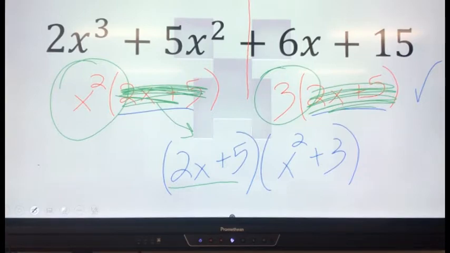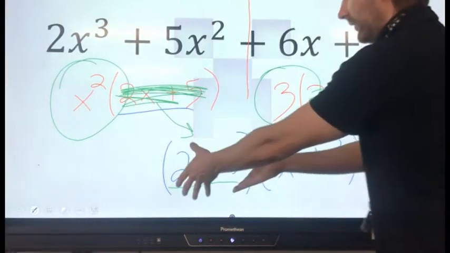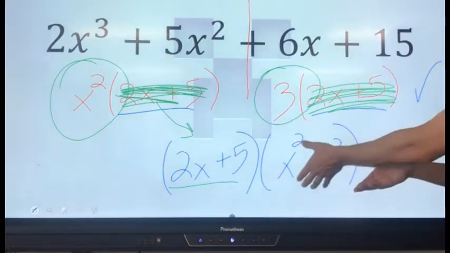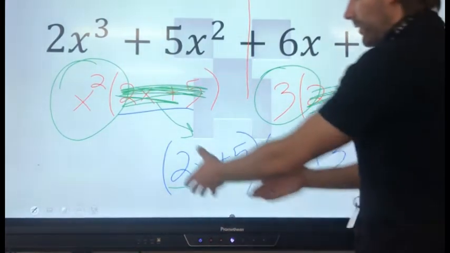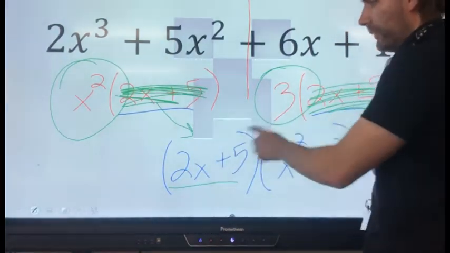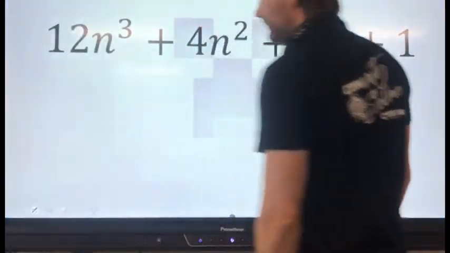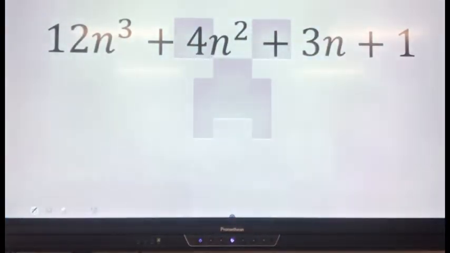So basically, this is the inside, this is the outside. Notice I'm only writing this once. I'm not putting a square here. That's the GCF. All right, try one more time.